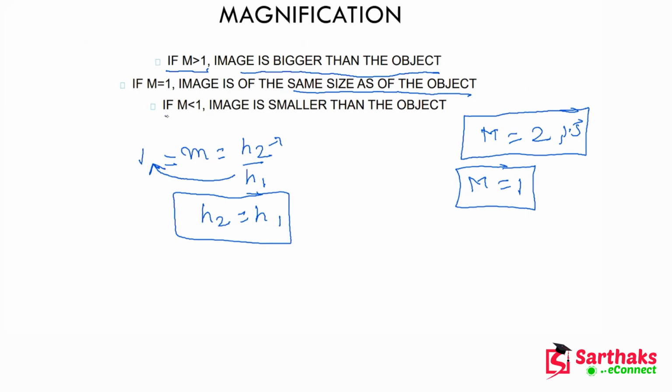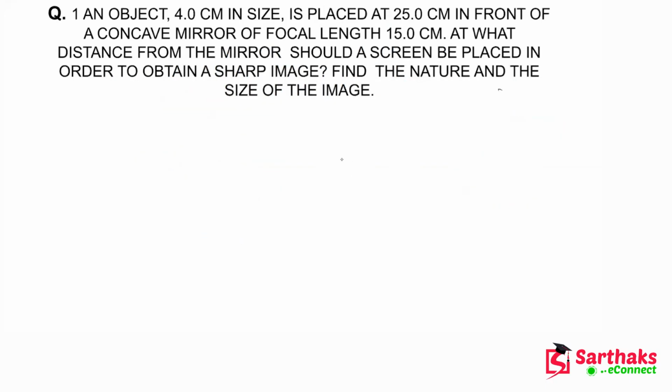Now what if M is less than 1? Then in this case, the image is smaller than the object. So if M is greater than 1, then the image is bigger than the object. If M is 1, then the height of the image is the same size as the object. And if M is less than 1, then the image is smaller than the object. I hope you got my point. Now let's move on to the next slide and try to solve a numerical.